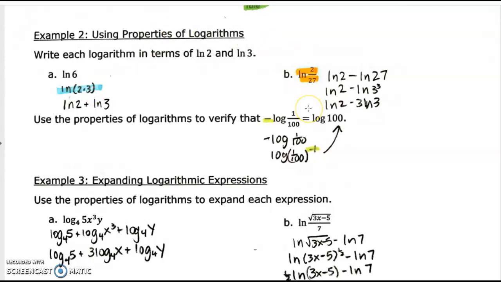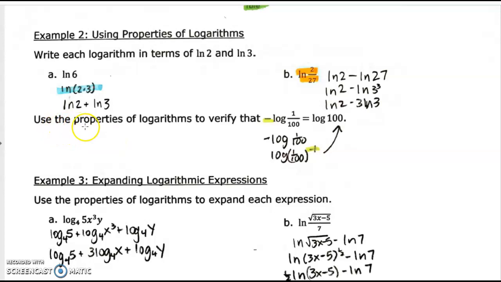And in letter B, we have the natural log of 2 over 27. So we can use the quotient rule to separate those two terms by subtraction. The natural log of 2 will stay because that's what they want us to do, but they want us to write 27 as some version of natural log 3. Well, 27 is 3 to the third power, so I can write it with natural log 3 to the third power and then use my power rule to put that 3 in front as a coefficient instead.